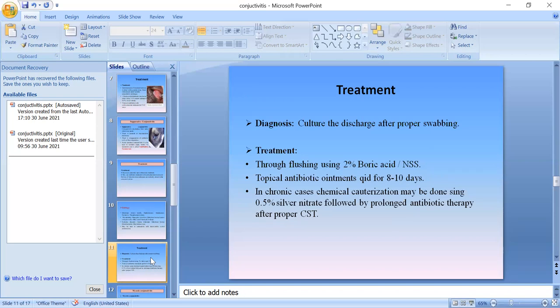In chronic cases, chemical cauterization may be done using 0.5% silver nitrate, followed by prolonged antibiotic therapy based on proper CST. So if it is chronic, you can cauterize with 0.5% silver nitrate with normal saline, and after the culture sensitivity test, you can give antibiotics.